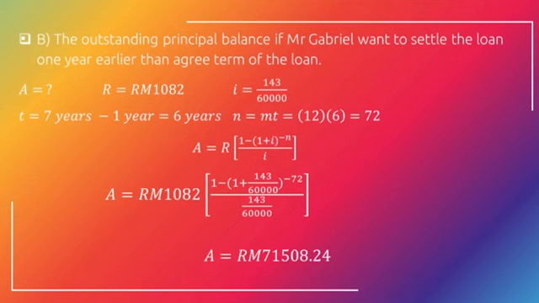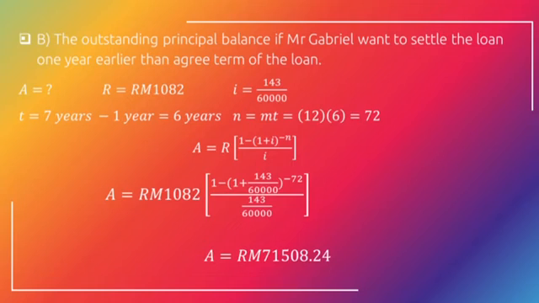The R, the monthly payment, is 1,082, and the I, the interest rate, is 143 over 60,000. The T, 7 years minus 1 year, equals 6 years. This is because Mr. Gabriel wanted to settle the loan 1 year earlier, so minus 1. To find the N, it is 12 multiplied by 6. This is because that's the MT, so it's equal to 72.